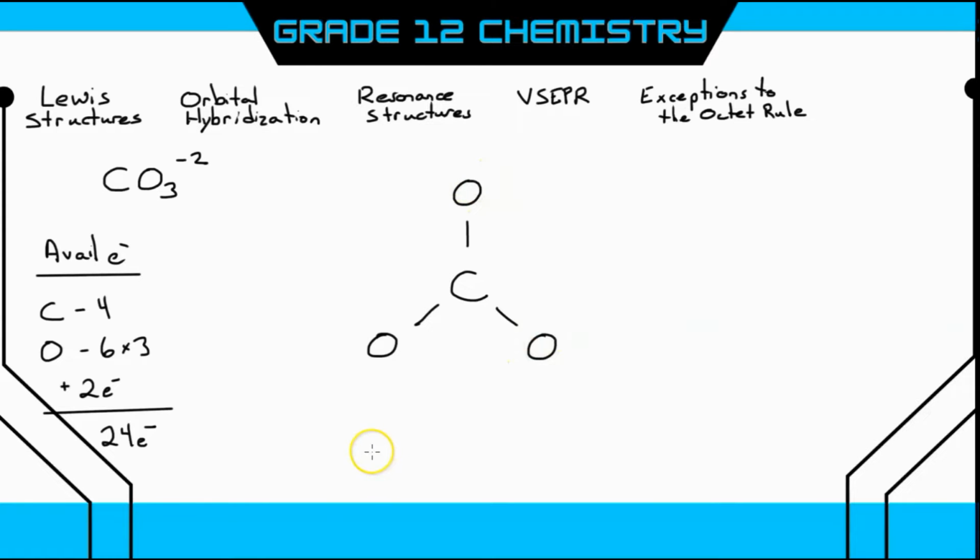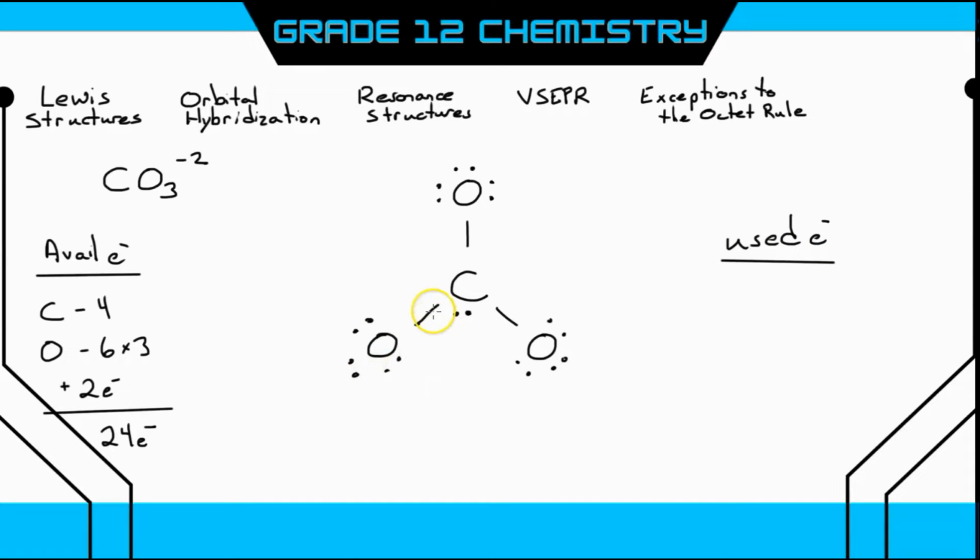Next, what we're going to do is look at that octet rule. Are all of these elements happy with 8 electrons? Well, carbon only has 2, 4, 6, so let's just add another 2 for now. And each oxygen only has 2, so let's just put another 6 on each one here. All right, so now to test this, let's look at how many electrons we've used. And here we're going to see a little bit of a problem.